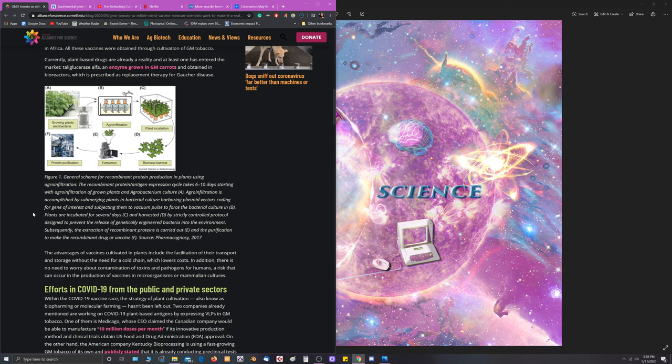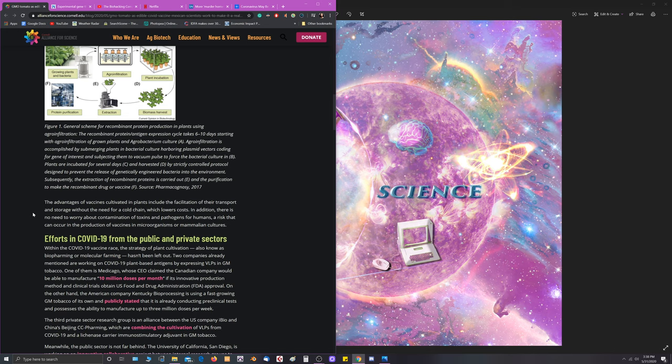Subsequently, the extraction of recombinant proteins is carried out, and the purification to make the recombinant drug or vaccine. The advantages of vaccines cultivated in plants include the facilitation of their transport and storage without the need for a cold chain, which lowers cost. In addition, there is no need to worry about contamination of toxins and pathogens for humans, a risk that can occur in the production of vaccines in microorganisms or mammalian cultures.